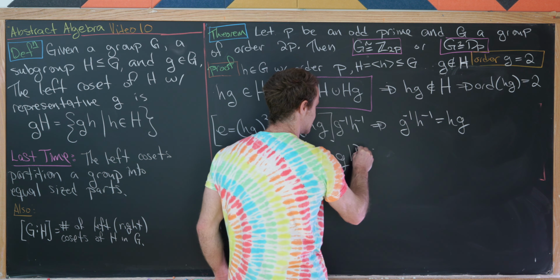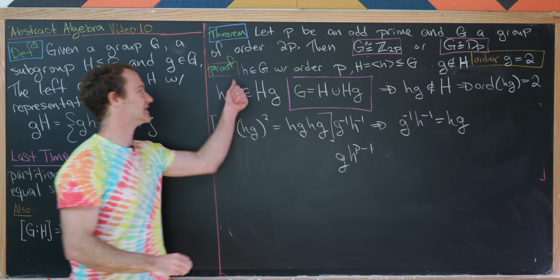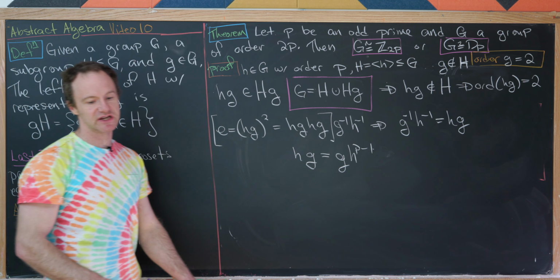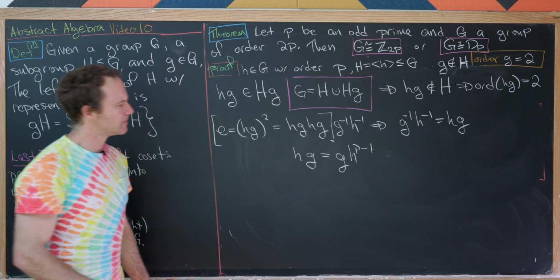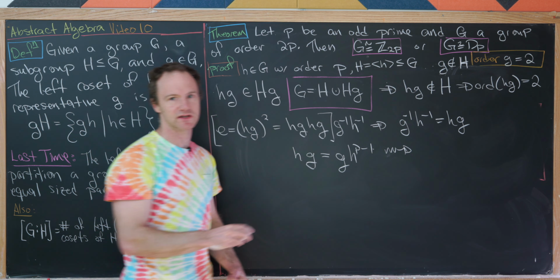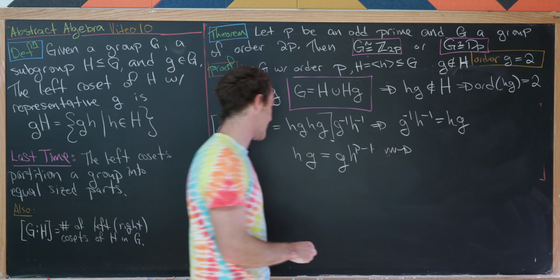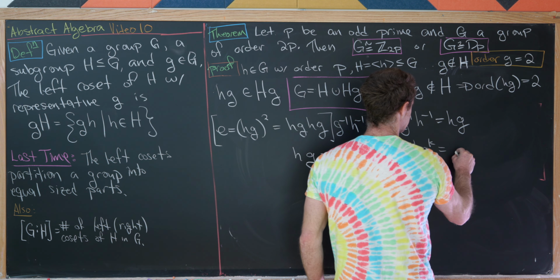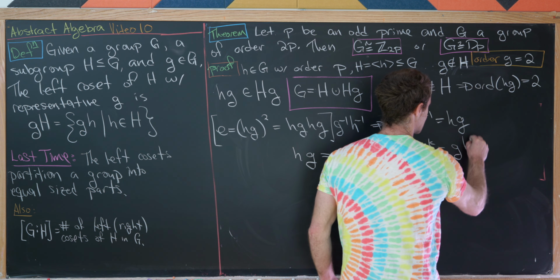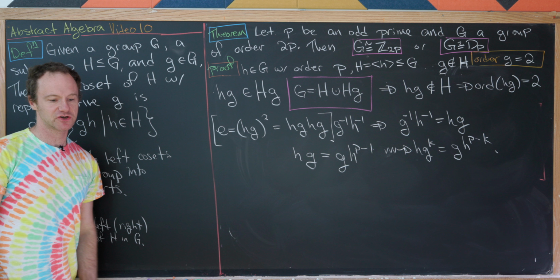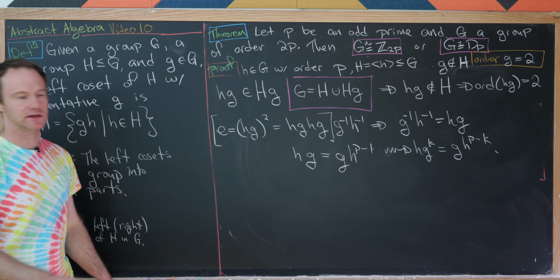H inverse is h to the p minus 1 because h has order p. So let's see, we have hg is equal to gh to the p minus 1. And then by induction, which we essentially did before, starting with something like that, we have hg to the k is equal to g h to the p minus k. And now everything should be starting to look pretty clear.